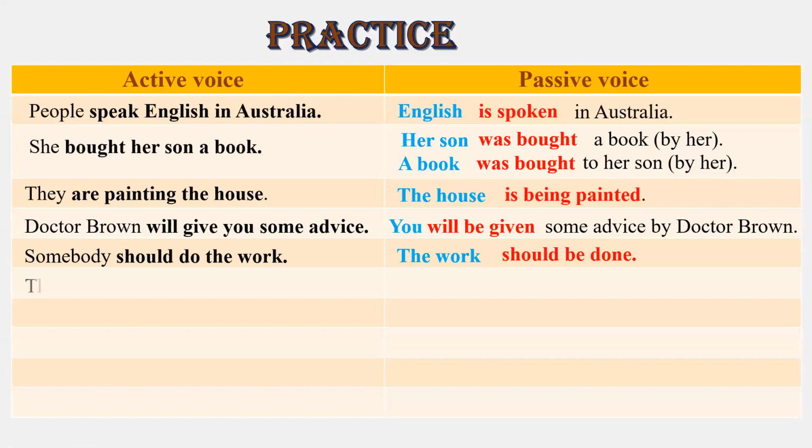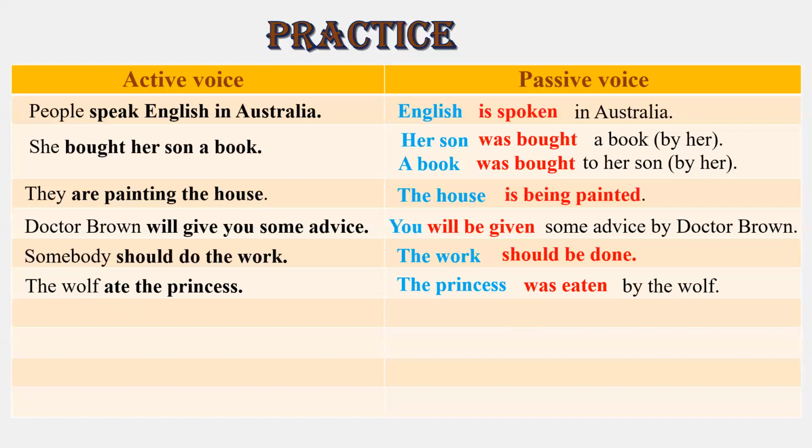Perfect. The wolf ate the princess. The wolf is the subject. Ate is the past tense of the verb to eat, and the princess is the object. So we start with the princess, which is the object, and then the verb be in the past simple, because here it's in the past simple, was eaten, which is the past participle form of the verb to eat, by the wolf. Perfect.